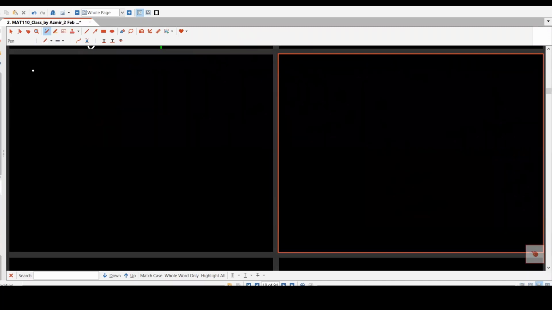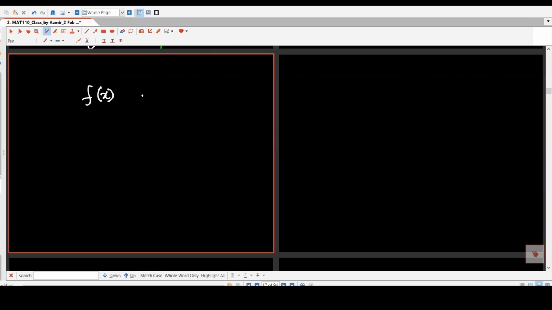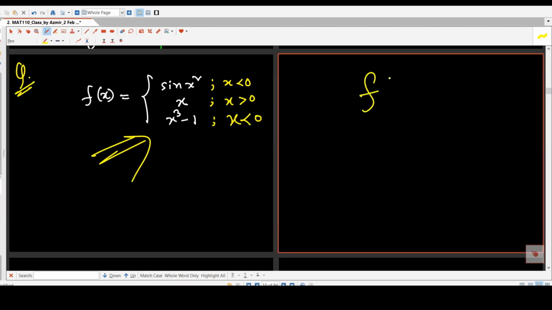Suppose we have a function f of x equals sine x squared... Suppose we have x, and let's say we have x cubed minus 1. This time, suppose this part is x less than 0, and this part is x greater than 0. Suppose we have a single function, f of x equals sine x.